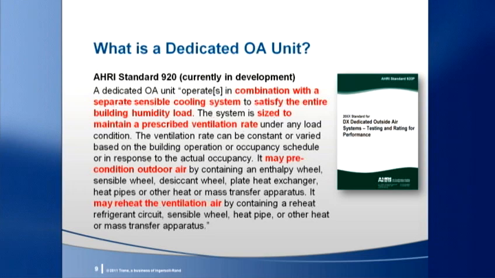The key characteristics to note are that the dedicated outdoor air unit is sized to deliver the amount of outdoor air prescribed for ventilation purposes, and that outdoor air is dehumidified to satisfy some or all of the building latent load. Next, a dedicated outdoor air unit is used in combination with a separate sensible cooling system. Finally, it might include a device to precondition the outdoor air before it reaches the cooling coil, and it might include a device to reheat that dehumidified outdoor air.